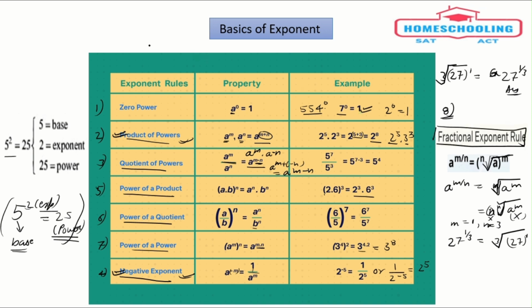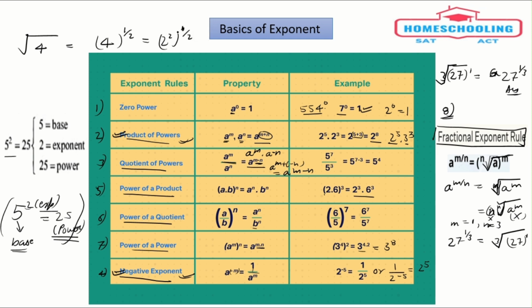Now I want to clear one more concept before I move on to the questions. Whenever you see a square root, what does this square root mean? This square root is nothing but a power of half. So the square root of 2 can be written as 2 to the power of half.